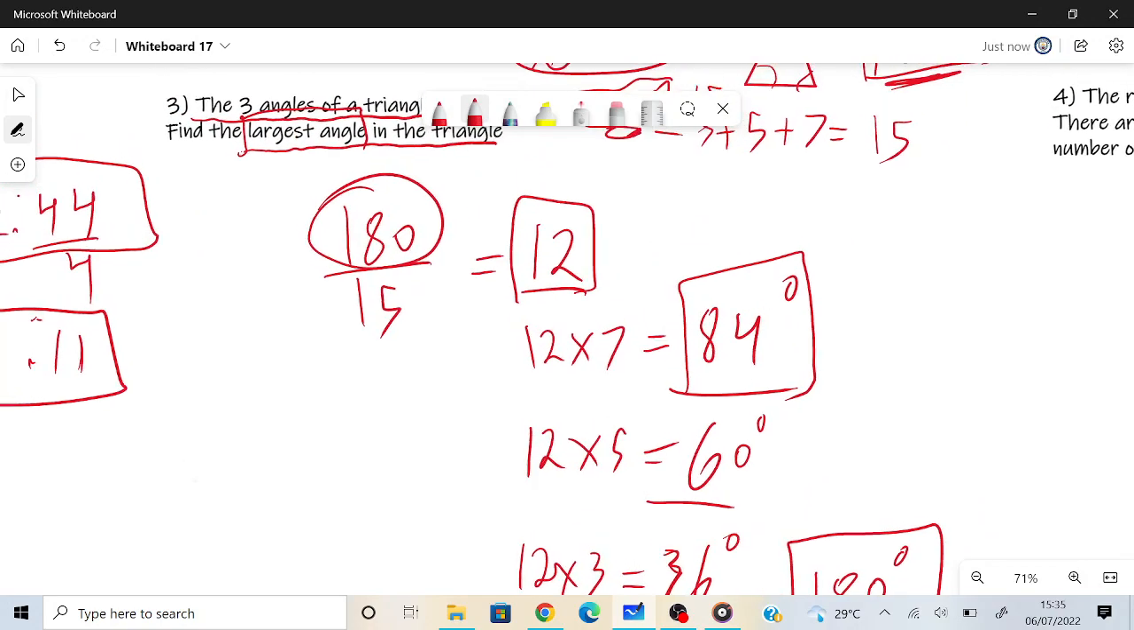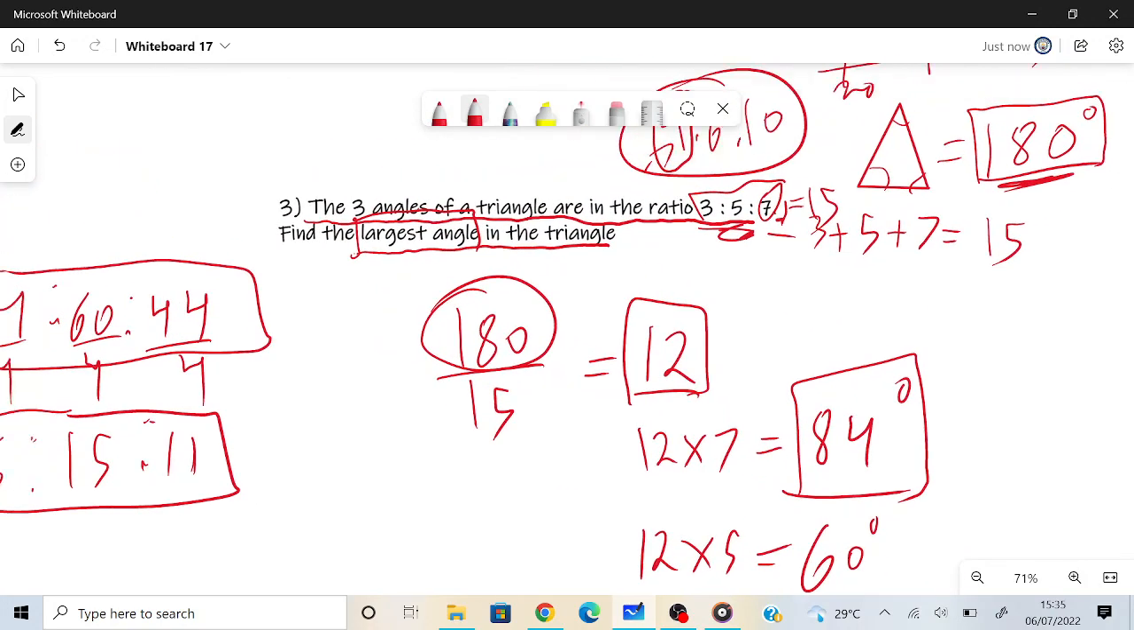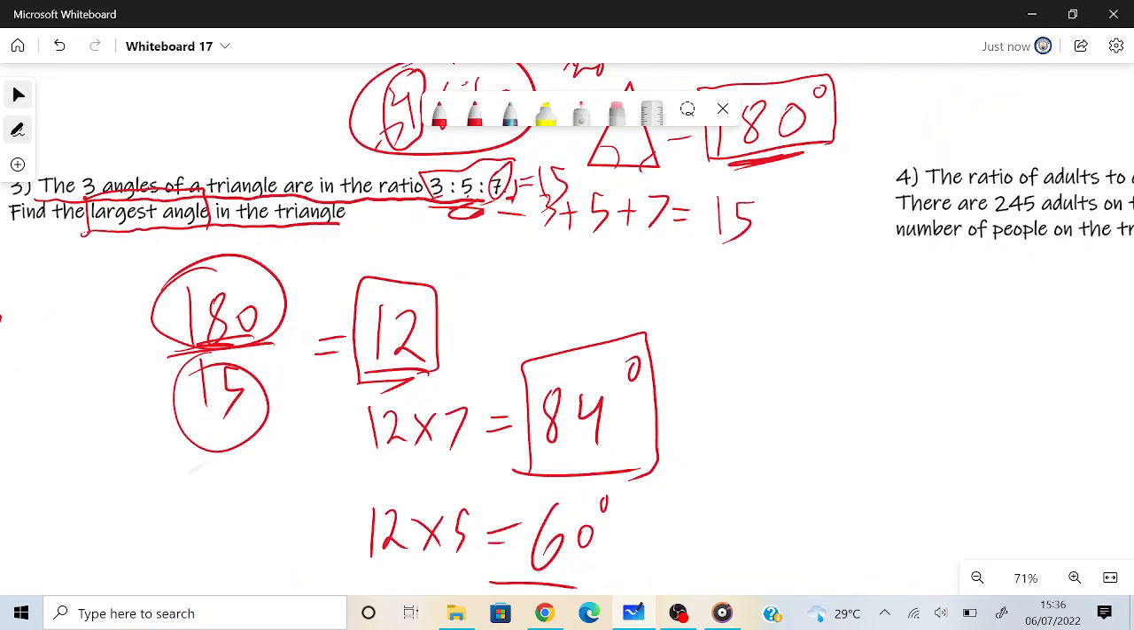So that's how you go about doing this question. You find the total value that everything is equal to, divide it by the sum of the ratios, whatever you have, then you times it by the particular ratio amount. So let's go on to the next example.